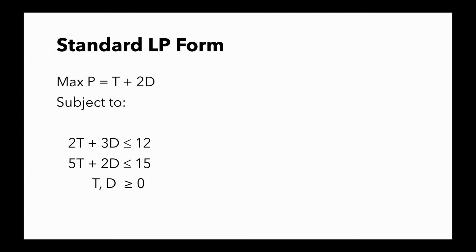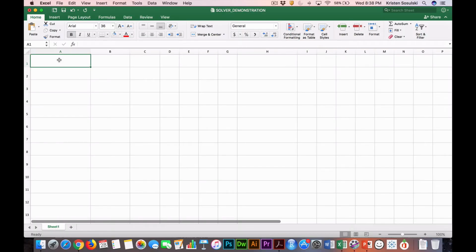So here's our standard LP form for the tables and desks problem. So how would we use Microsoft Solver to compute the max profit for this problem? First, let's open up Microsoft Excel. Then let's put together a basic setup for an LP problem.